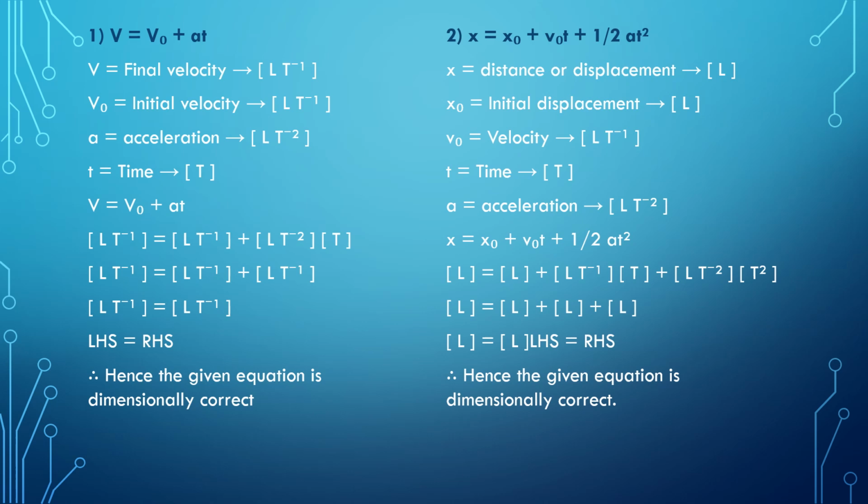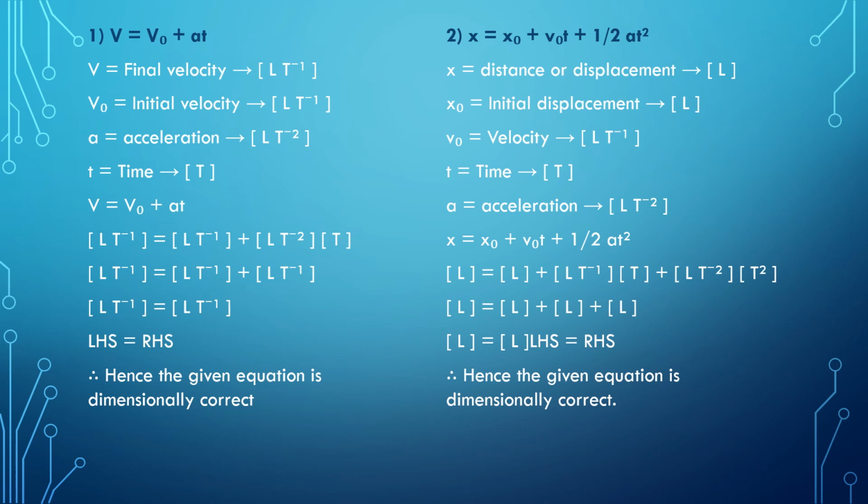So LT minus 1 is equal to LT minus 1 plus LT minus 2 into T. So here this T and this T will get cancelled. So the remaining, right, LT minus 1 is equal to LT minus 1 plus LT minus 1. These two, you can write as LT minus 1. So LT minus 1 is equal to LT minus 1. LHS is equal to RHS. Hence, the given equation is dimensionally correct.